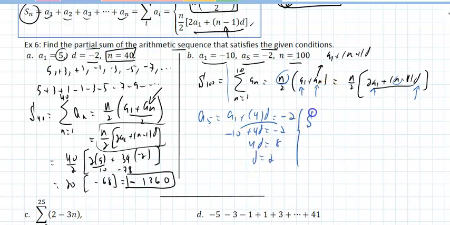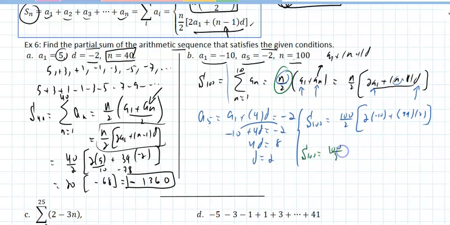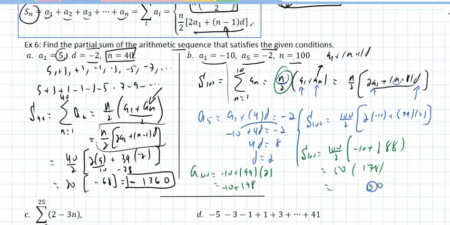So I could say S sub 100 is 100 divided by 2, twice a sub 1, plus n minus 1, which is 99 times 2. That's one way. You could work that out. Or you could say, you know what? S sub 100 equal n over 2 times a sub 1, which is a negative 10, plus a sub 100, which is a sub 1 plus 99 times 2. 198 minus 10, which is 188. And of course you could work that out. That's 50 times 178, which is 8900. Again, use a calculator for that. Do not do what I'm doing.